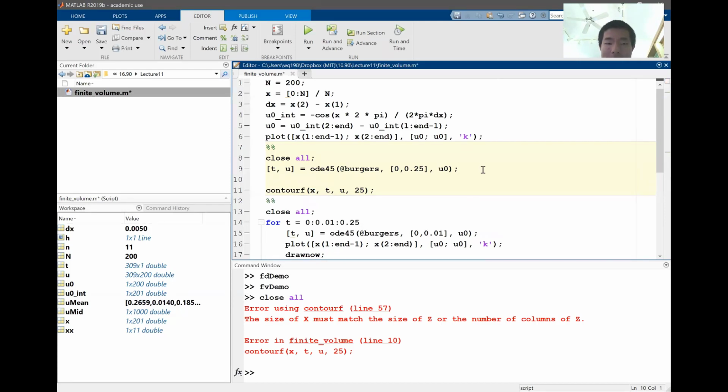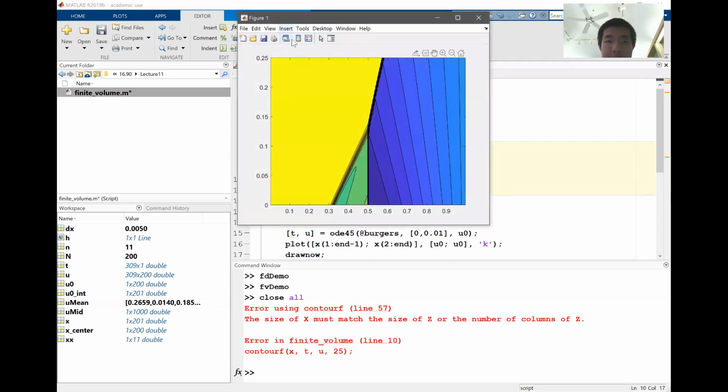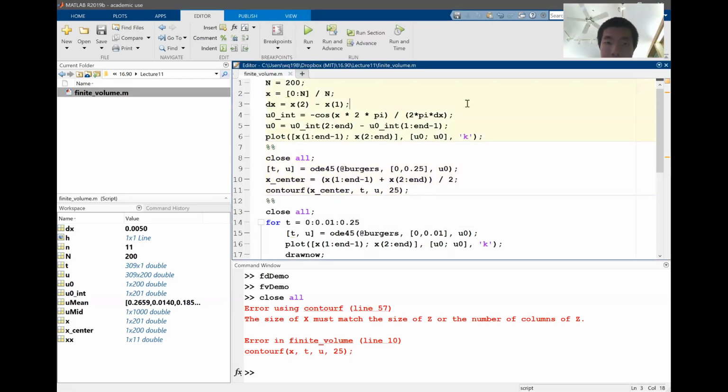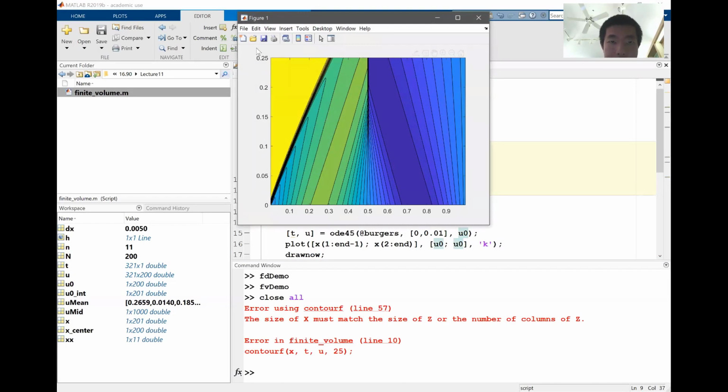So what we have to do is the x center. Let's compute the center of each domain as x from 1 to n minus 1 plus x from 2 to n, divided by 2. That's basically looking at the average between the 2 endpoints of every finite volume to get the center. And when we do contour, let's use x center. All right. So that's actually our solution. Oh, let's actually start from our original initial condition and do this, right? So that's our solution in space-time.